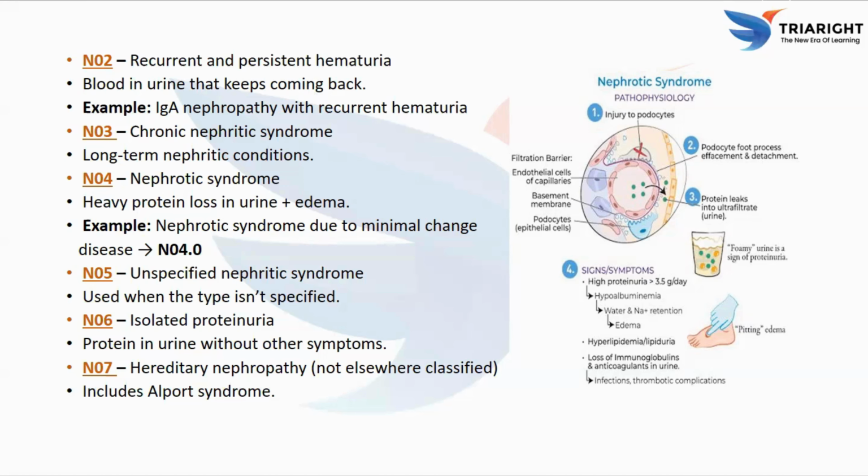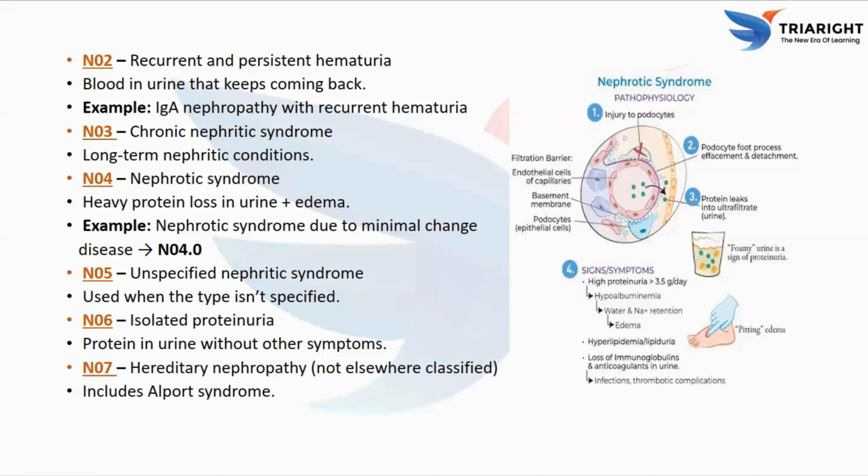And next is N03, chronic nephritic syndrome. The word chronic means long term, right? So long term persistent nephritic symptoms. It results in gradual kidney damage, and symptoms may include hematuria, mild proteinuria, hypertension, and also gradual loss of kidney function. What are the common causes of this chronic nephritic syndrome? Lupus nephritis and post-infectious glomerulonephritis that becomes chronic.